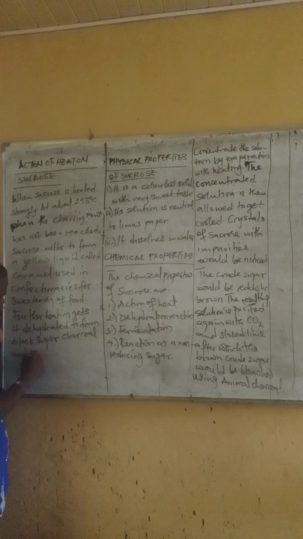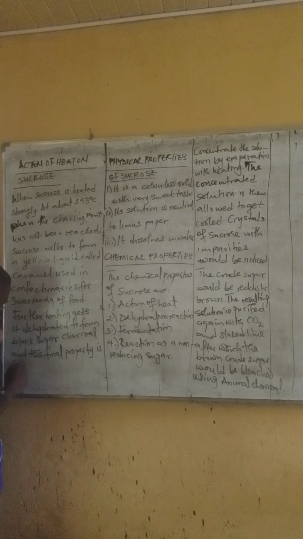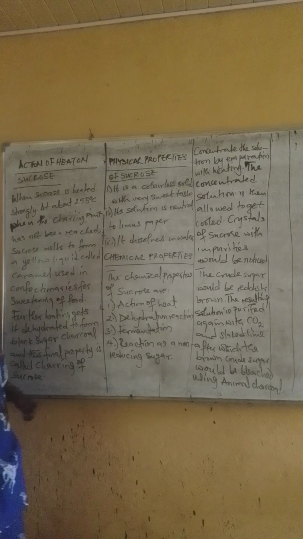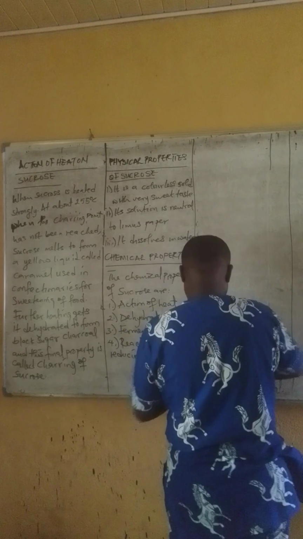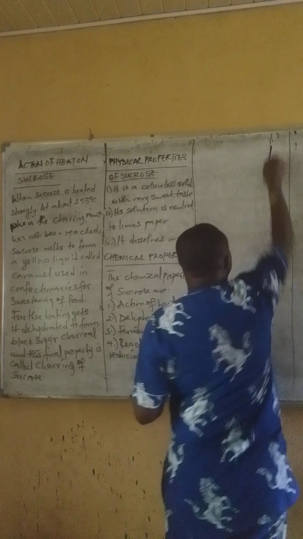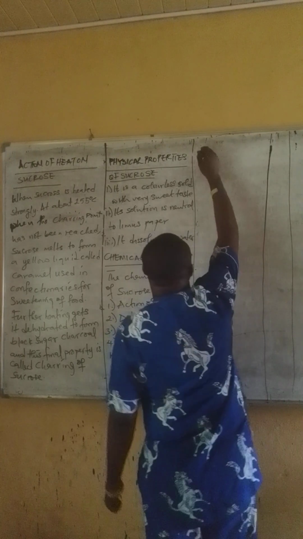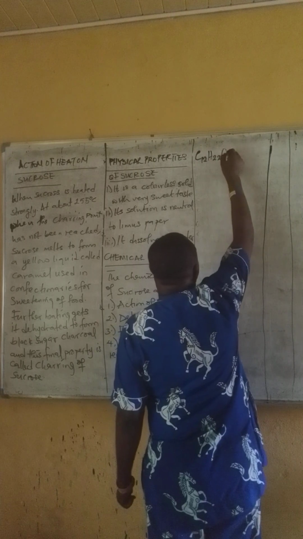And this final property is called shine. Shining of sucrose. Now, see what we are talking about. Sucrose, we have discussed the formula before. You have C12H22O11.